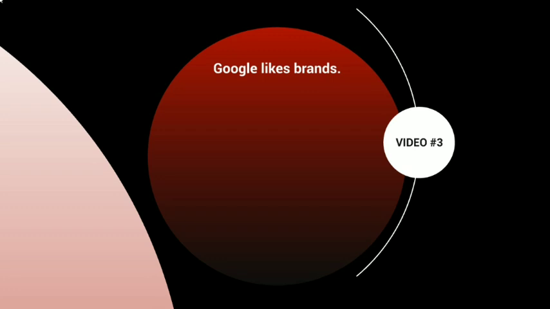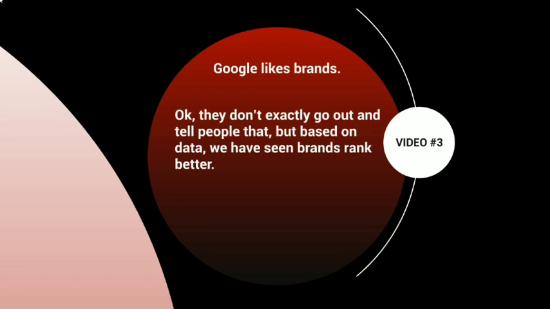Now, we don't know exactly whether this is true or not, but based on the data that we have seen and based on the data that not only has worked for us, but for many others, is that Google likes brands. Now, it's not necessarily that they are particularly liking brands because brands make a lot of money or anything like that. But what we've realized are certain variables that make a brand stand out. So they don't exactly go out and tell people that they like brands, but based on the data that we've seen, we have seen brands rank better.